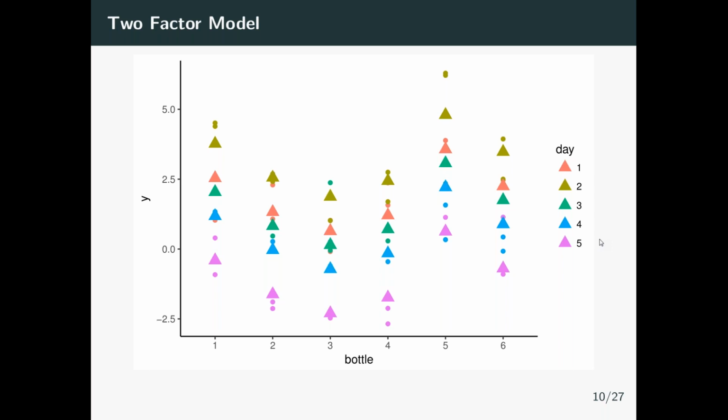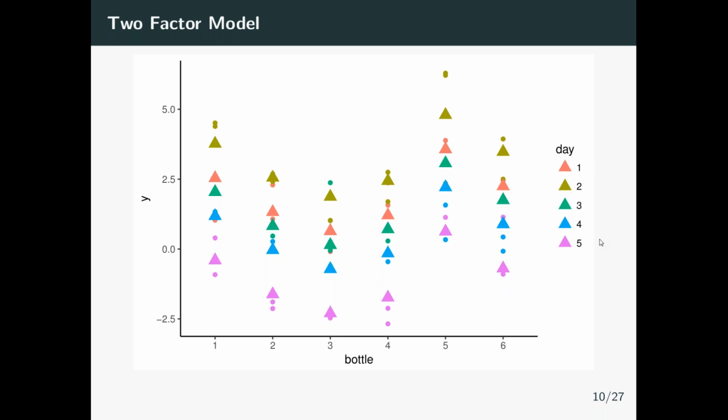Moving on, we had one factor. We can also have 2 factors. And of course, there's a natural second factor here, day, because not only did we have 6 different bottles, we measured the bottles on 5 different days. This graphic shows the same data set I've been working with. We've been working with the round pastel colored points. The big triangles now show predicted values from a 2-factor model, adding in day as a factor, to try to improve the predictive ability of our model.